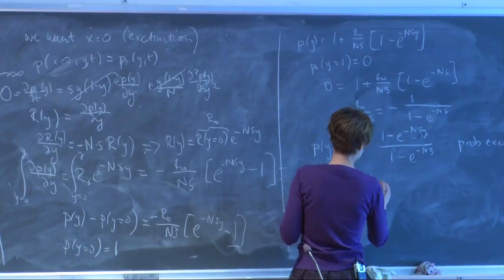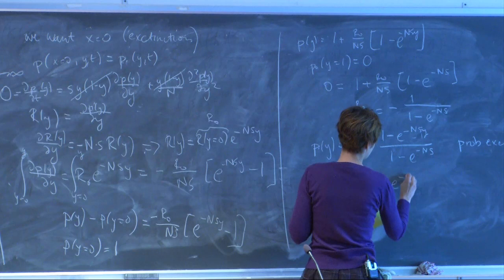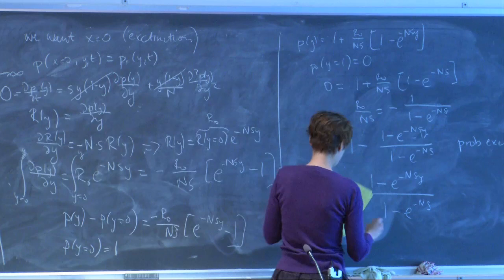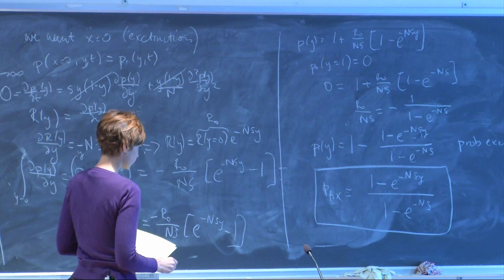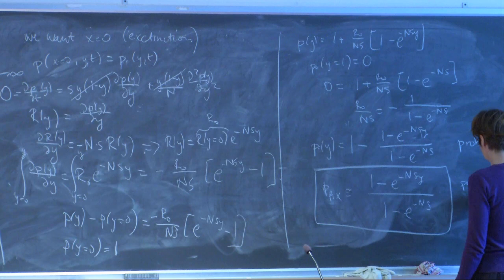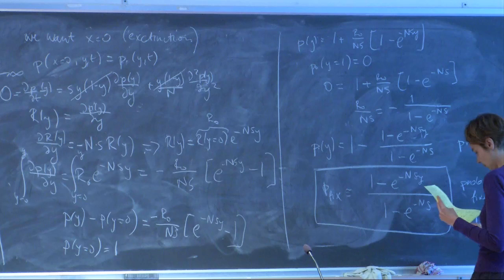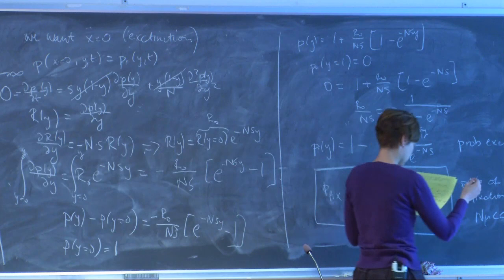So that means that the probability of fixation is this. With mu much less than 1. Okay, because I can write P fix as 1 minus P.